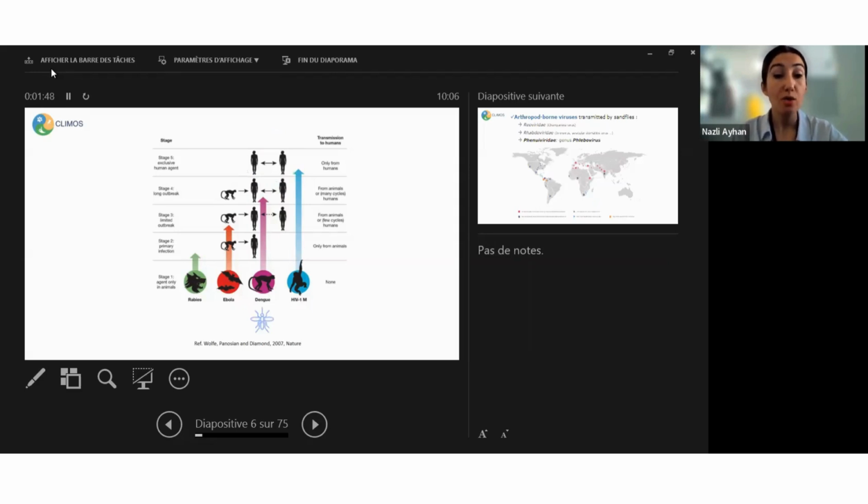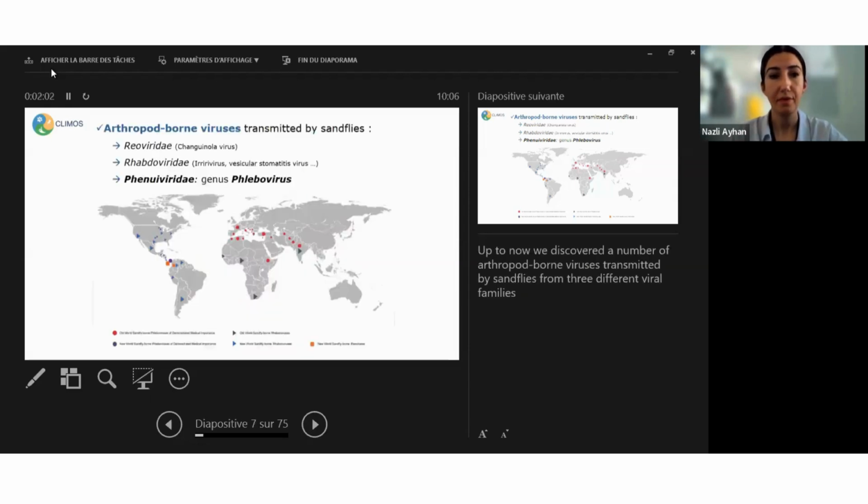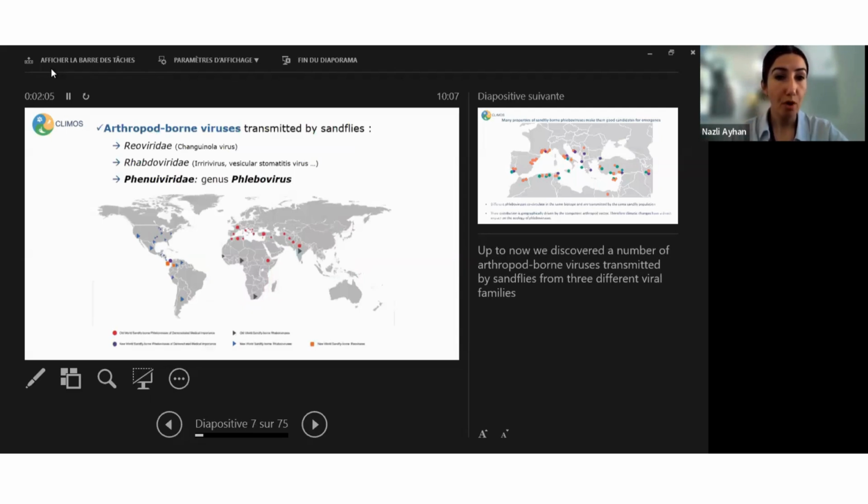Among these viruses, there are also some arthropod-borne viruses, which means that the viruses can be transmitted by arthropod vectors. It can be mosquitoes, ticks, or sandflies. Arthropod-borne viruses transmitted by sandflies can be grouped into 3 different viral families, and they are distributed worldwide, as you can see in the map. But in today's talk, I'm going to focus more on the Phlebovirus genus. They circulate in the Old World.